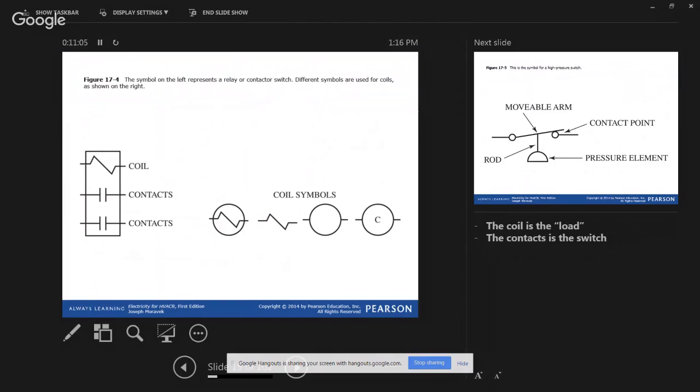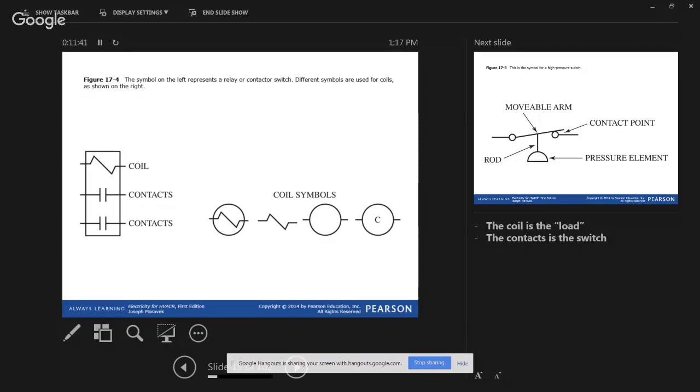So let's talk about this. The symbol on the left represents the relay or contactor switch. Different symbols are used for different coils. I've seen a lot of these, the circles, for your guys' contactors. I've seen a lot of these in my world. These are used a lot for solenoids. Solenoids are basically the same thing. And then this whole setup here, that's somewhat uncommon, I would say.